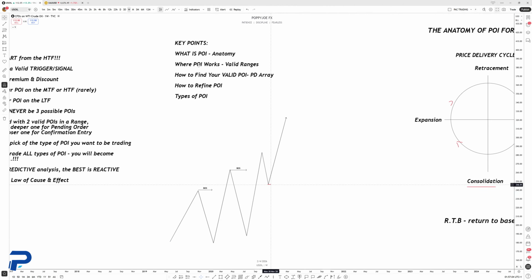So that's why the first thing you must do before you can think about getting a valid POI is your range must be correct. If your range is wrong, then trust me, you can say bye-bye to good POIs. So in a very good range, let's look at this now.